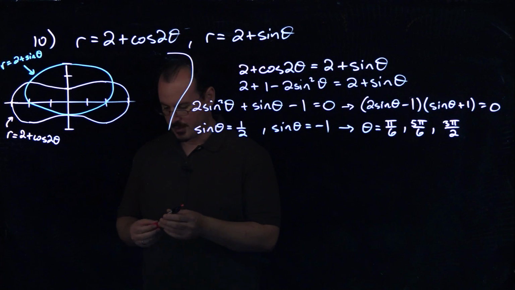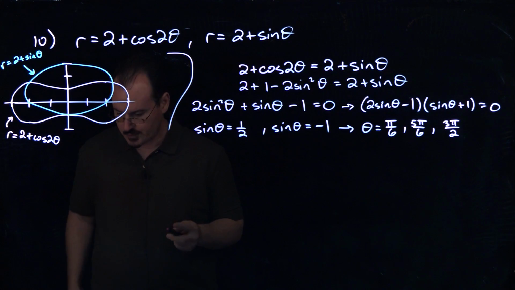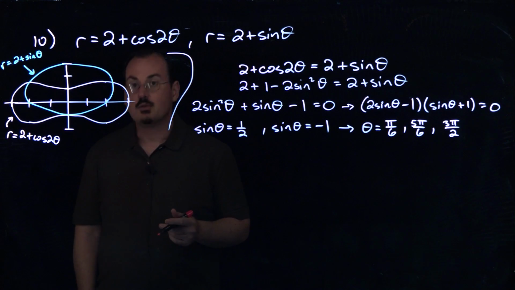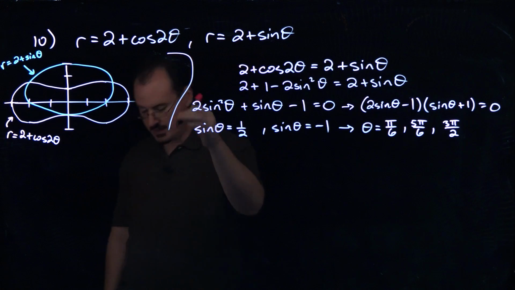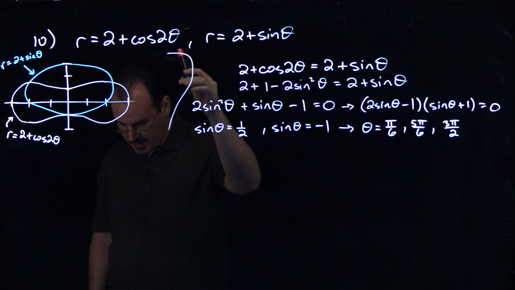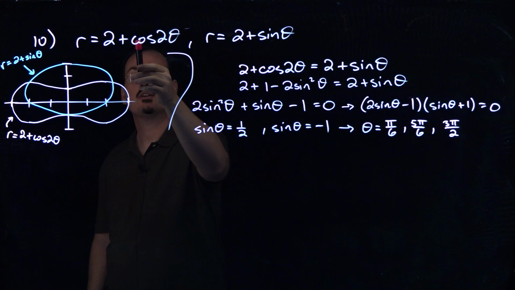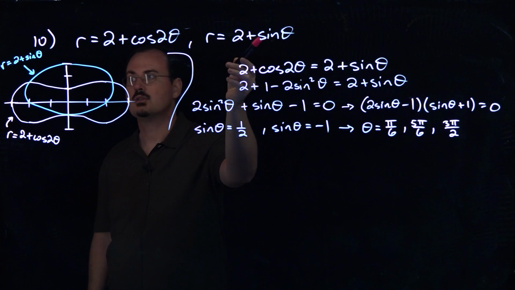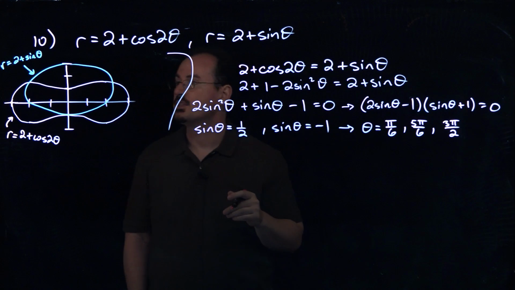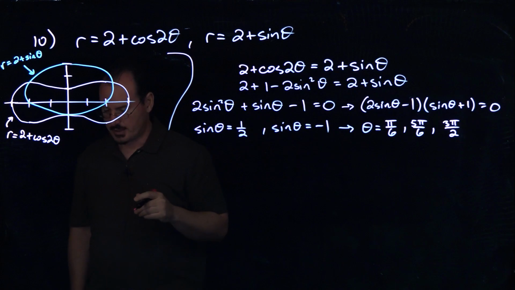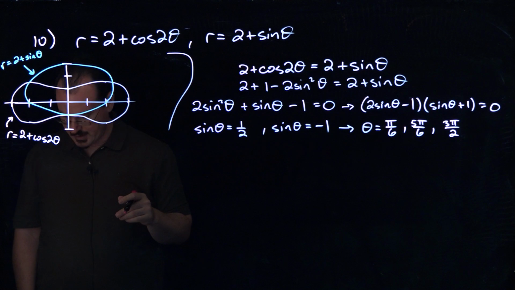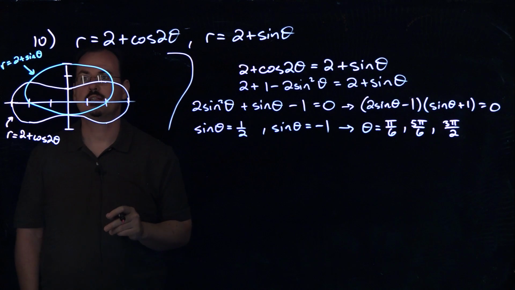Okay, we're looking at problem 10 on practice exam 2. We're supposed to find the area that is inside that curve, but outside that curve. So the calculator is pretty much essential here. I've tried to badly copy the two graphs here.